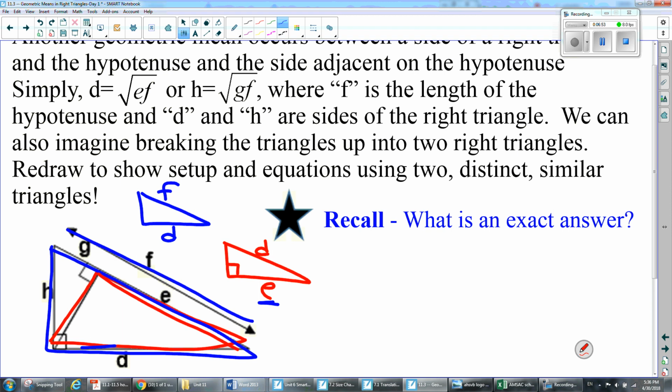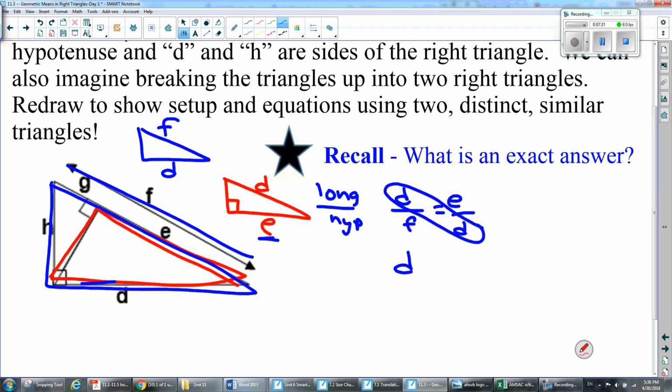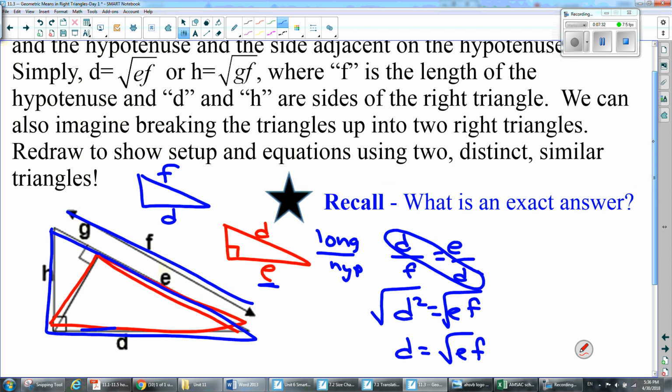If I have a long leg and a hypotenuse in each, we can set up a proportion. I have my long side of D over the hypotenuse F, and I have the long side of E over my hypotenuse D. When we set this up correctly, same number on the numerator as the denominator of the other fraction. When we cross multiply, D squared equals EF. So if I'm solving for D, I'm taking the square root of EF, just like it says here.